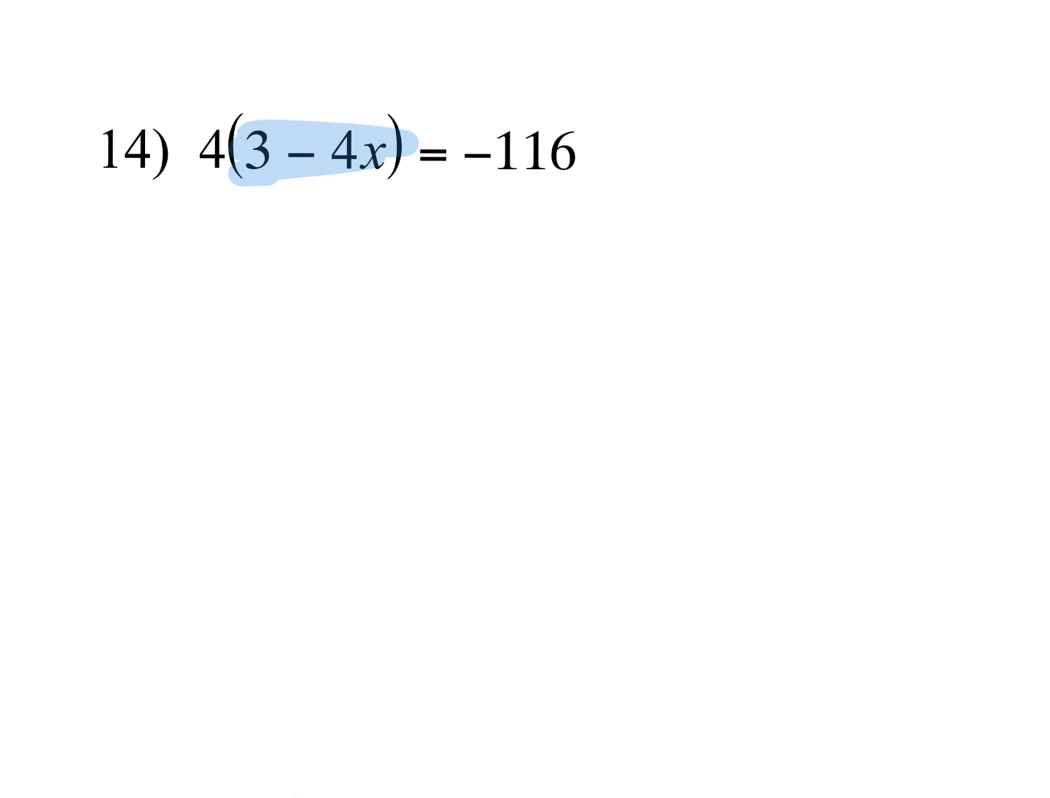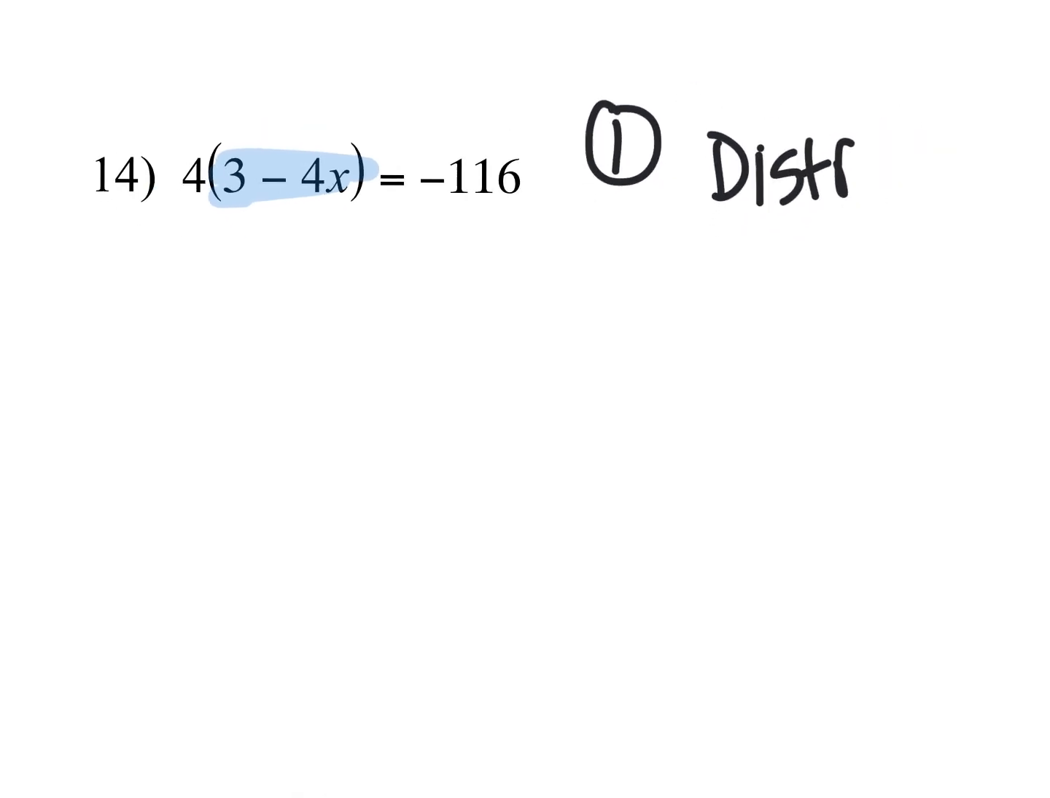Variables are racist a little bit. They only like to stick with their own kind. You can't put together an x and a 3. So that means there is nothing I can do to put together that 3 and that x. I can't combine it. So what I'm going to do for every single problem on step 1 is I'm going to distribute.